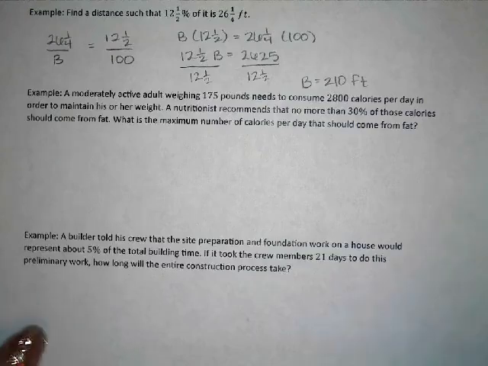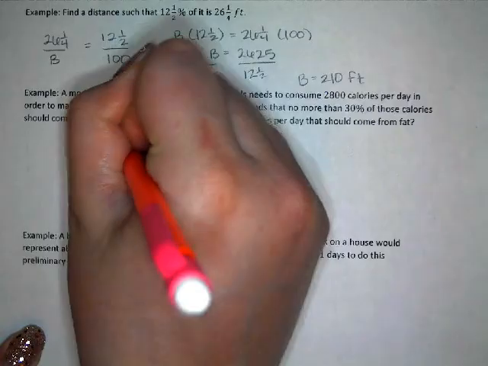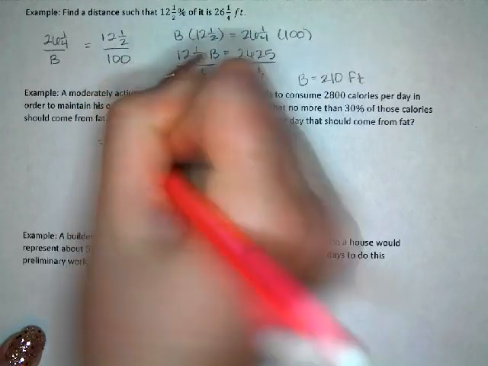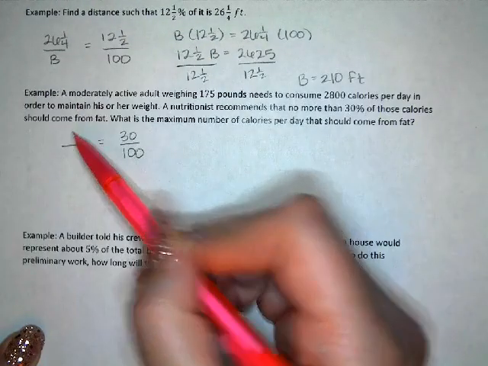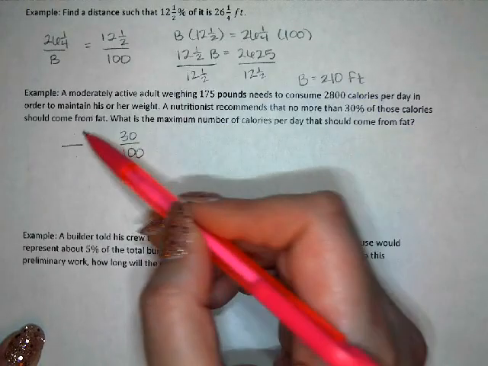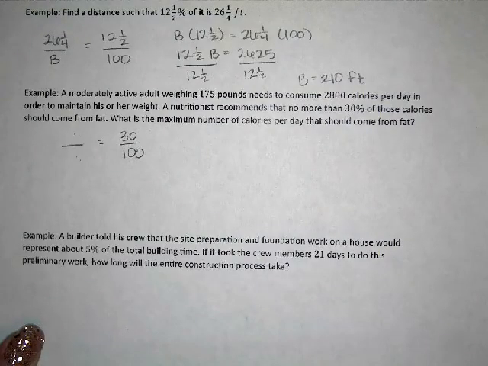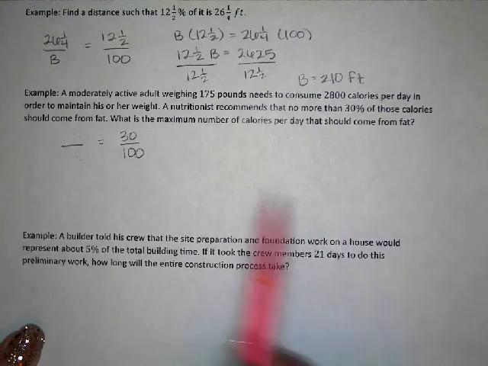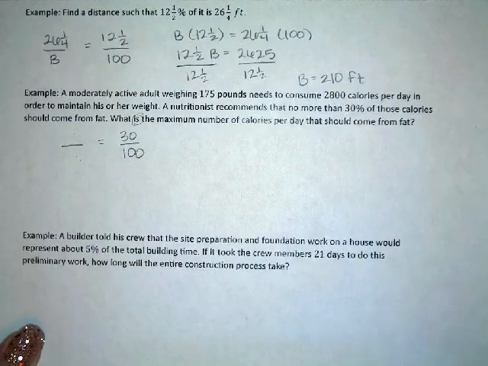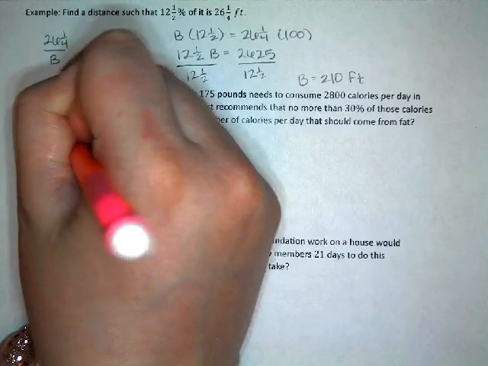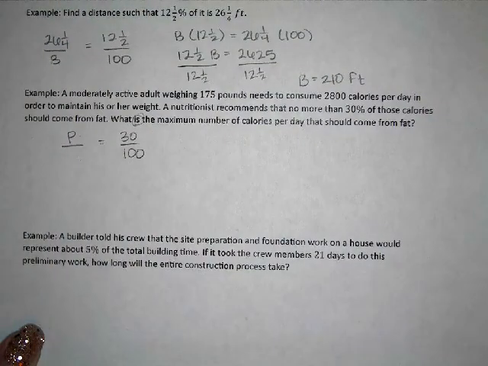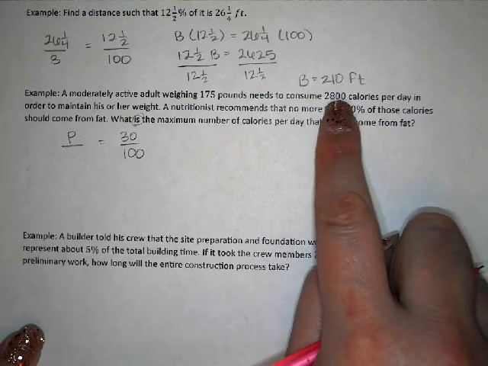So there's the percentage. So I know that I'm going to have something equals 30% over 100. And I have is over of. I know I have to have the part out of the whole. So here, what is the maximum number of calories? That's what I'm trying to solve for, the part. What is the 30%? And so the whole thing is going to be the calories, the 2,800 calories.